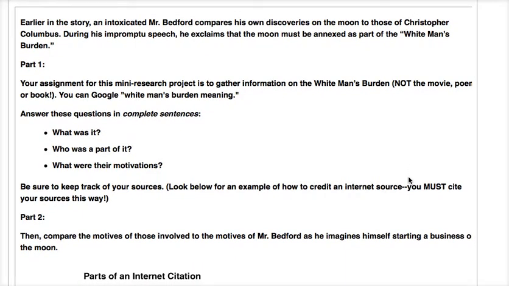So here's the question. Earlier in the story, an intoxicated Mr. Bedford, remember, intoxicated means drunk, compares his own discoveries on the moon to those of Christopher Columbus. During his impromptu speech, he exclaims that the moon must be annexed as part of the white man's burden. So, part 1, your assignment for this mini research project is to gather information on the white man's burden.